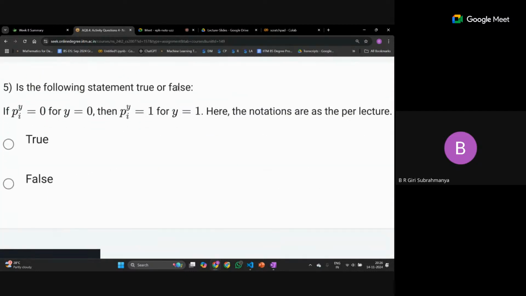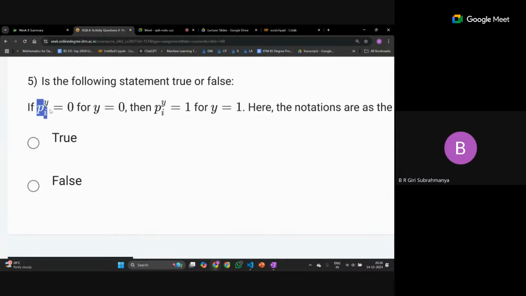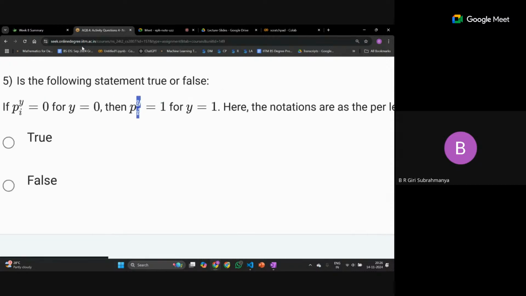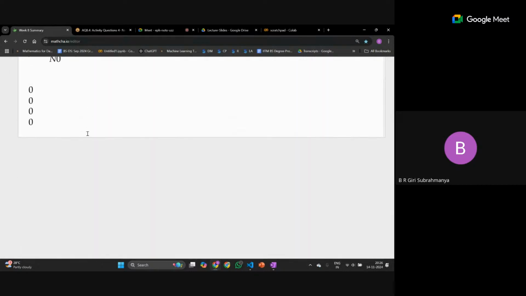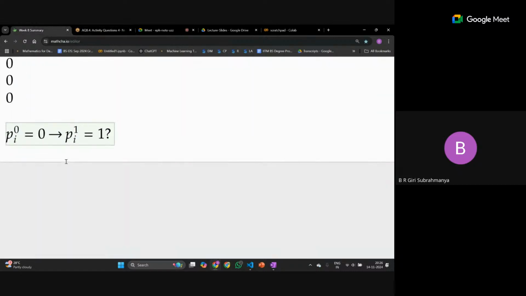Is the following statement true or false? If P of y equal to 0 for feature i is equal to 0, what it is saying is P0i is equal to 0. Now, does this imply P1i is equal to 1? That's the question, right? Is this the implication? Think and say.